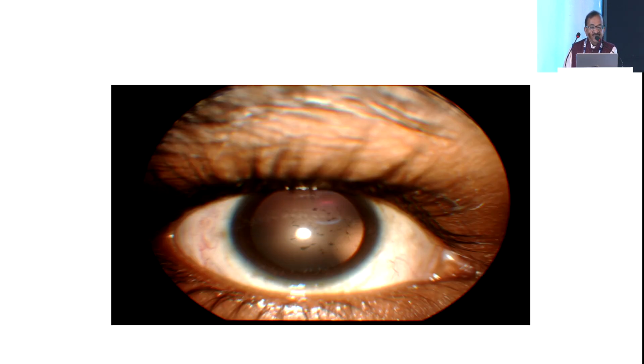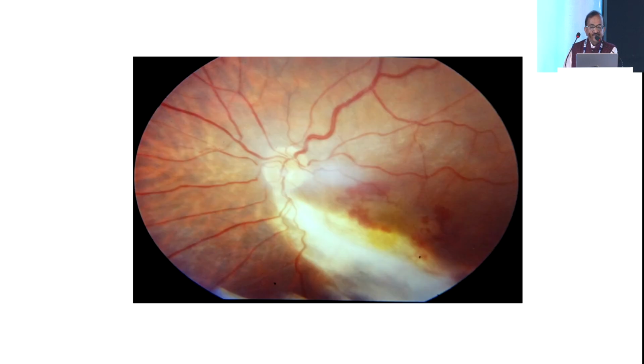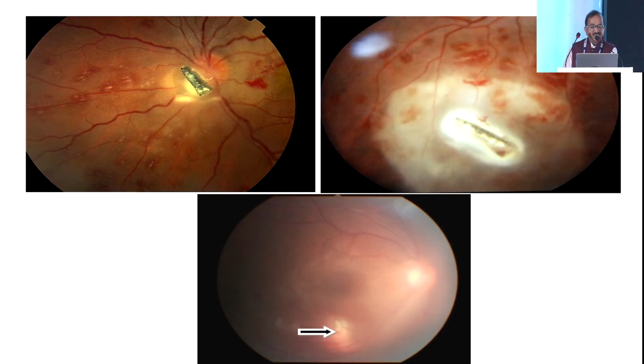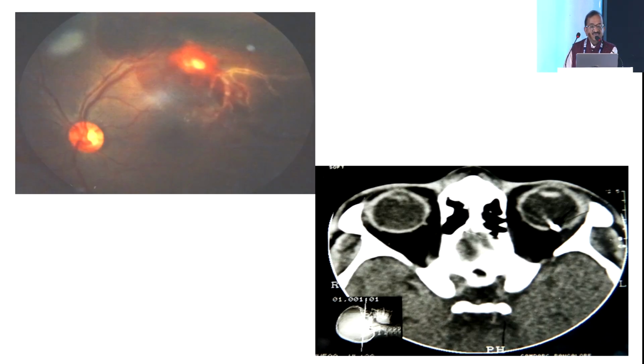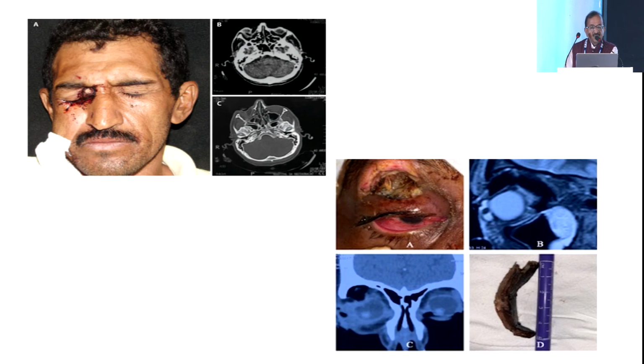And he's doing well. He recently developed a cataract that was appropriately dealt with. These are some of the other pictures from our collection of large foreign bodies which were wedged in the coats of the eyeball. Some of these cases are really very tough to handle, particularly those that are partly within and partly without. These are some of the pictures taken from the net.